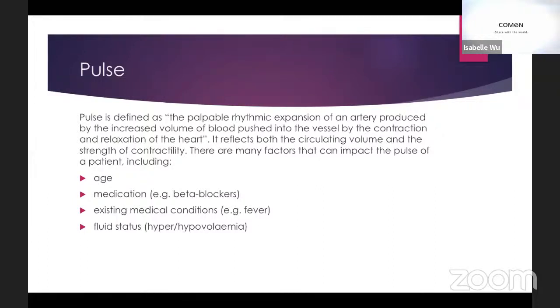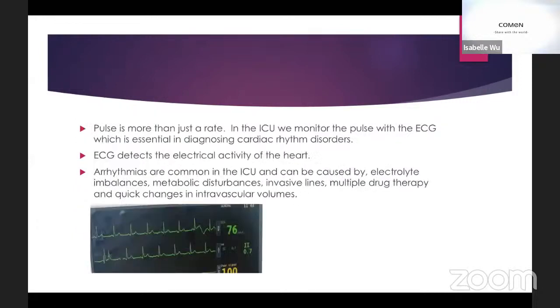The patient's age, medication the patient is on, existing medical conditions, or even symptoms that the patient presents with, like a fever, and obviously the fluid status. So what exactly do we monitor in the ICU to tell us more about the patient's pulse? Well, quite a lot of things, but one of them is the ECG.